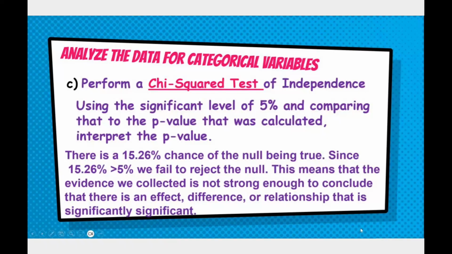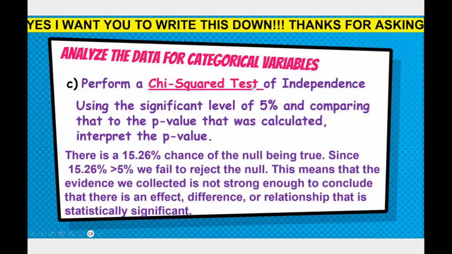This means that the evidence we collected is not strong enough to conclude that there is an effect, difference, or relationship that is statistically significant. Okay, almost done. And yes, this is an interpretation of this, and yes, I want you to write down this whole thing. This is part of your project, so you need to be aware of how we can interpret this stuff. I'm trying to help you write this as you get your p-value. So yes, you need to write this entire thing down.